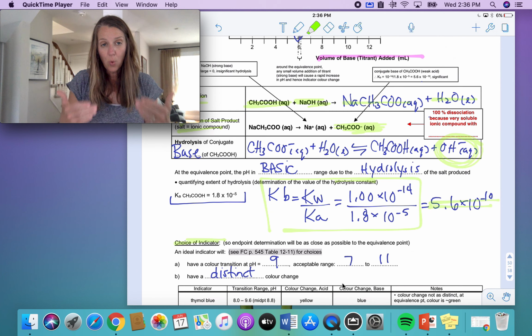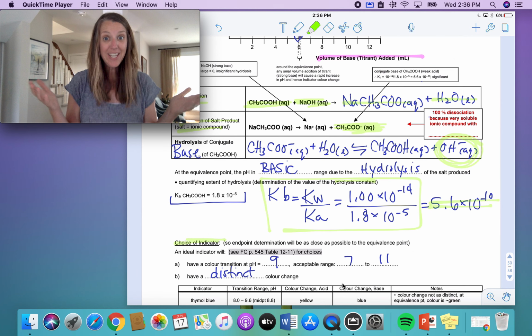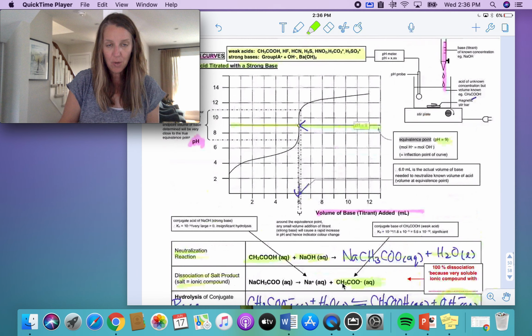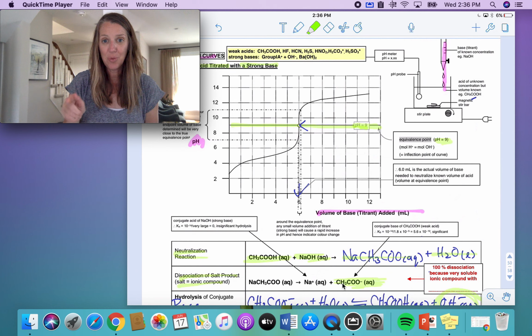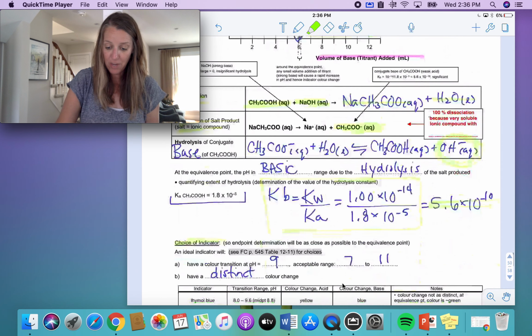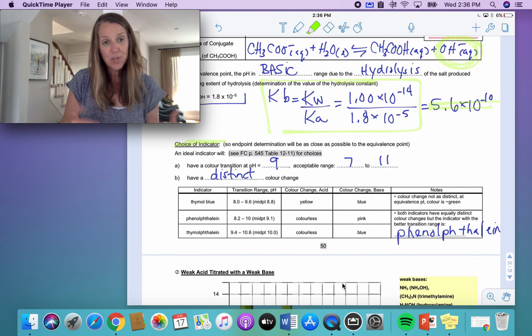Now, what you would do practically in the lab is choose an indicator that's going to change color when you need it to change color. So you're like, well, I know it's going to change color in the basic range. So what indicator changes color at a pH of 9? How am I going to be able to see that it actually changes color if I were to do this lab? Okay, so then you look it up in a table.